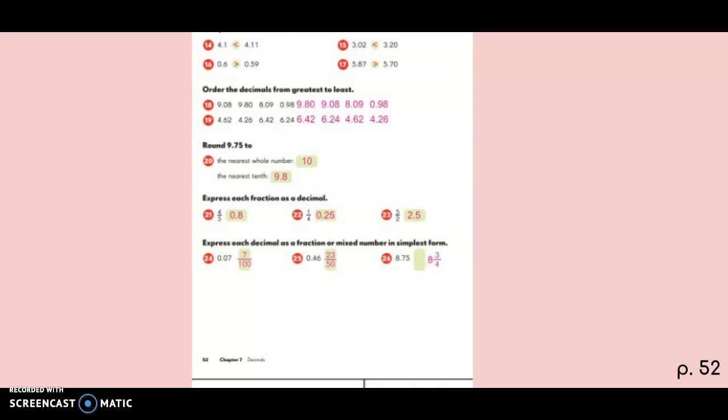Number 20, the nearest whole number is 10. The nearest tenth is 9 8/10. Express each fraction as a decimal. Number 21 is 8/10. 1/4 is 25/100ths. 5/2 is 2 5/10. The last one, number 24, is 7/100. 25 is 23/50. Remember, it says simplest form. And number 26 is 8 3/4.